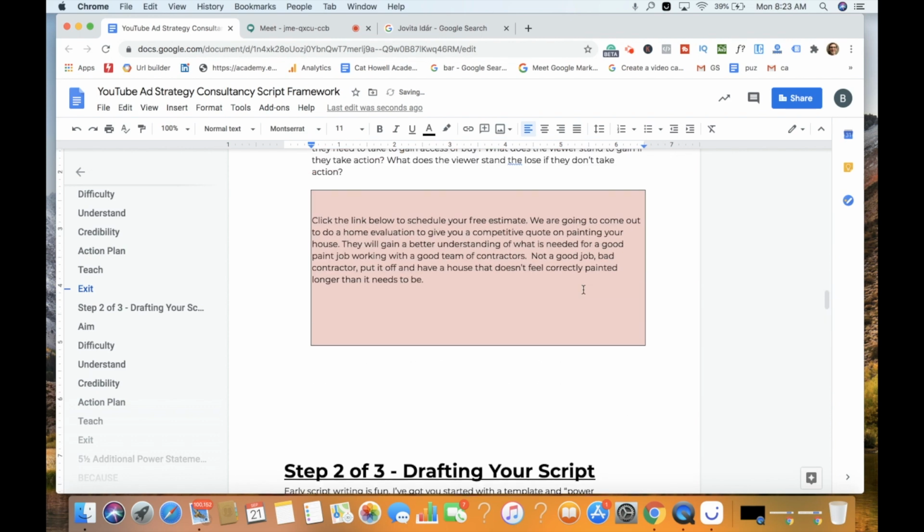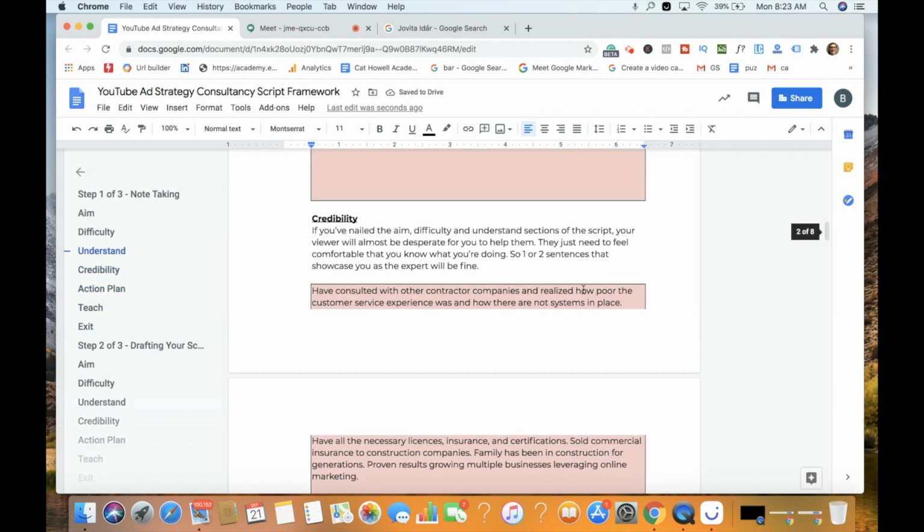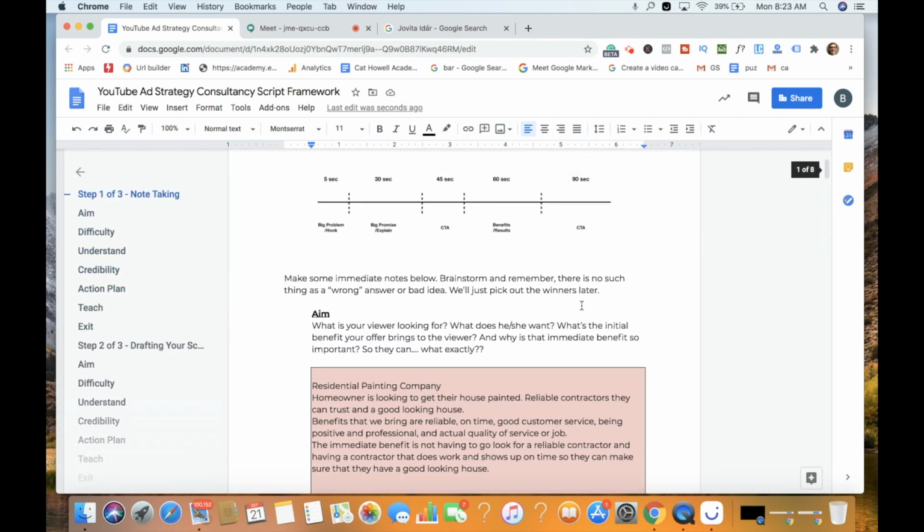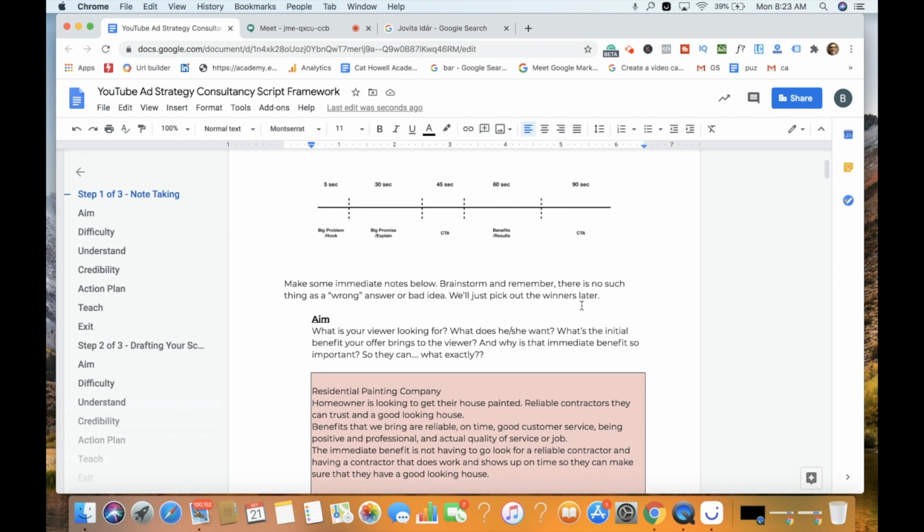Okay. So this is your framework, right? Going back, when you have your full script done, it's about having, what's the hook or something, right?